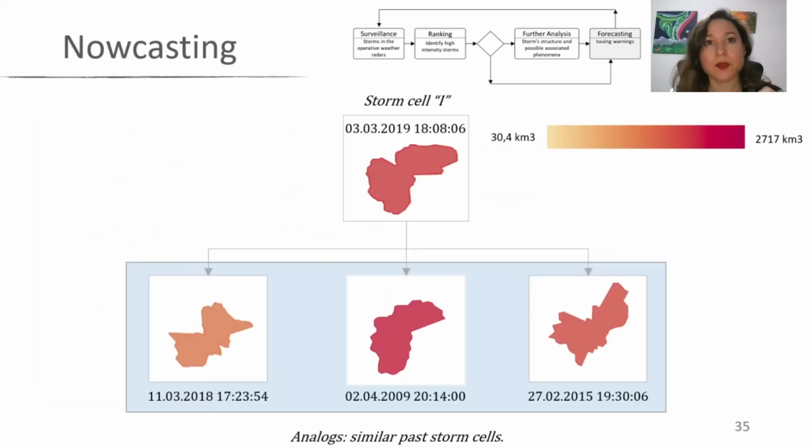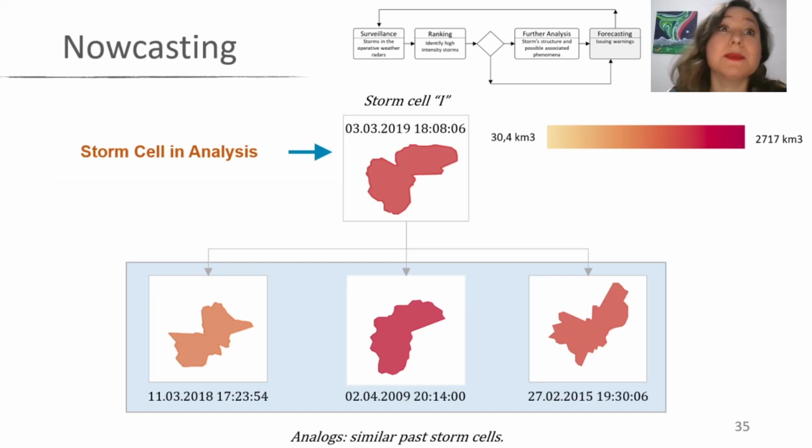Nowcasting uses the latest weather radar data to predict weather events in the range of minutes to a few hours, up to 6 hours. We designed a first visual approach for assisting our experts, operational weather forecasters, in nowcasting. We wanted to enable them to evaluate how likely it is that the current storm cell will develop into a dangerous phenomenon, based on the prompt analysis of similar situations in the past, which we call analogs.